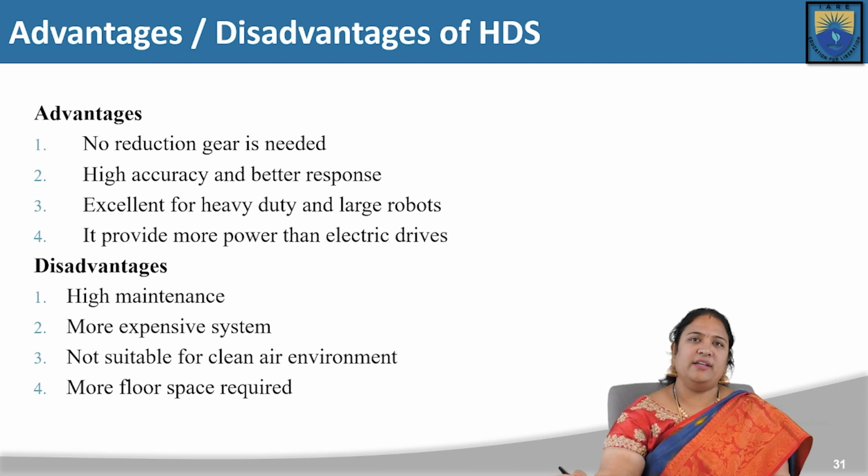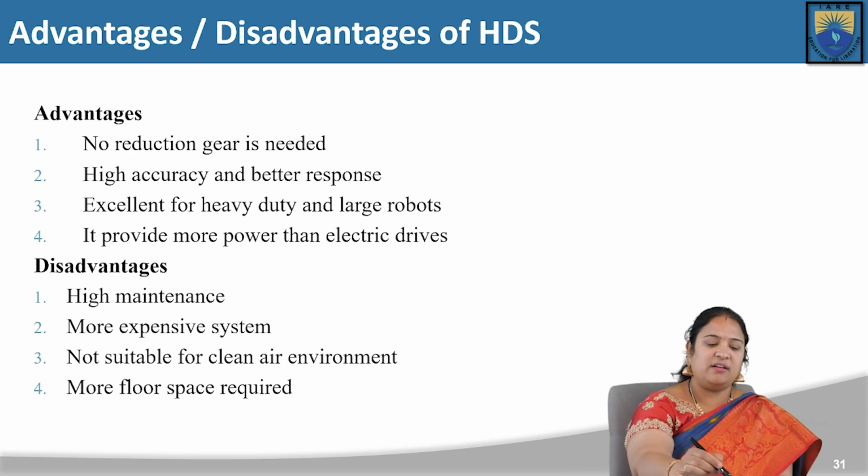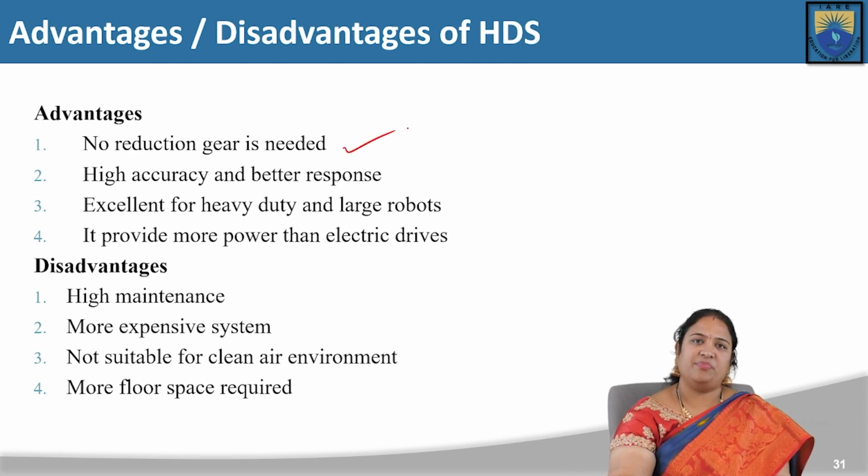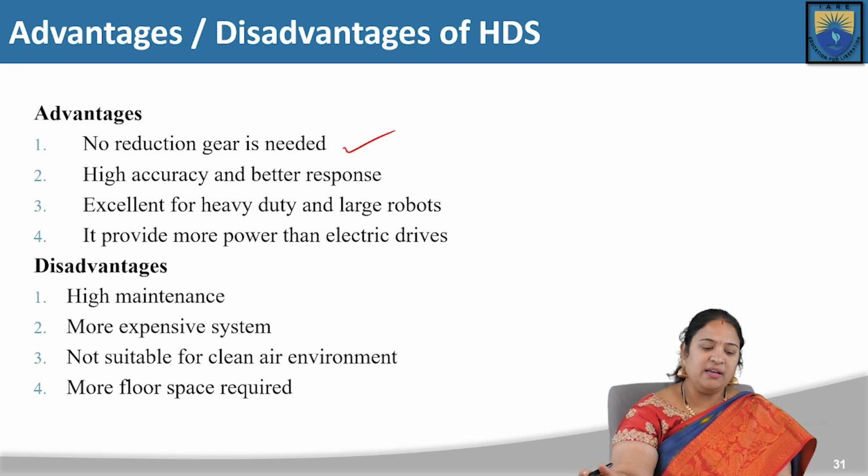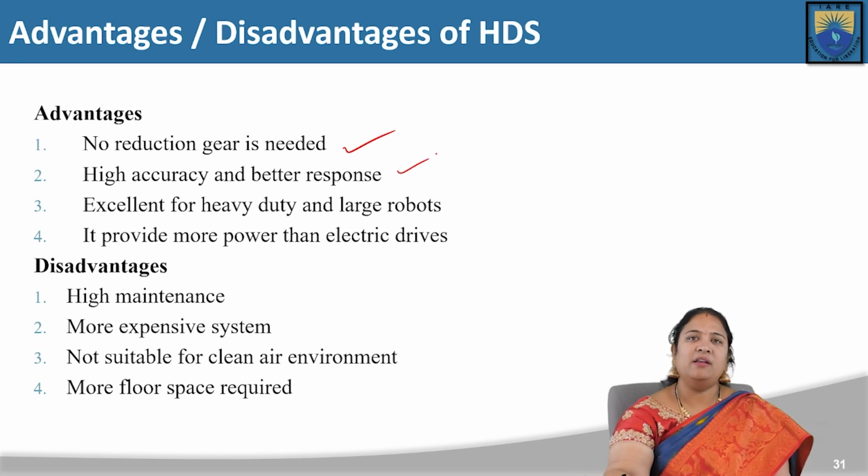Coming to the advantages and disadvantages of the hydraulic drive system, the advantage is that it reduces the gears needed in the robot. With gears, the movement of the robot arm is done. With the hydraulic drive system, the gear requirement is reduced, and the movement of the robot arm is done with the help of the fluid, which is oil. It also gives high accuracy and better response.